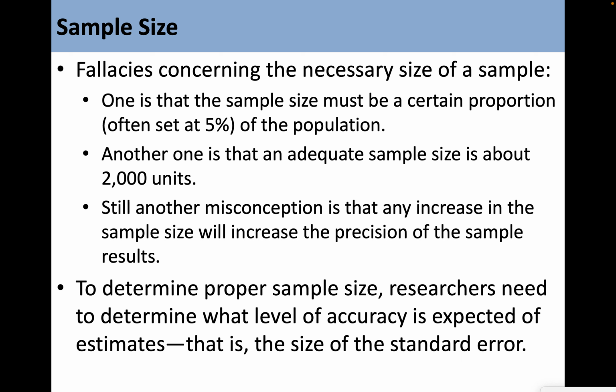Another one is that an adequate sample size is about 2,000 units. It's about 1/6 of what we would need on the Navajo Nation. Still another misconception is that any increase in the sample size will increase the precision of the sample results. To determine proper sample size, researchers need to determine what level of accuracy is expected of estimates, that is, the size of the standard error.